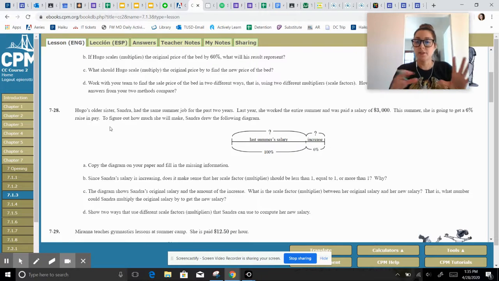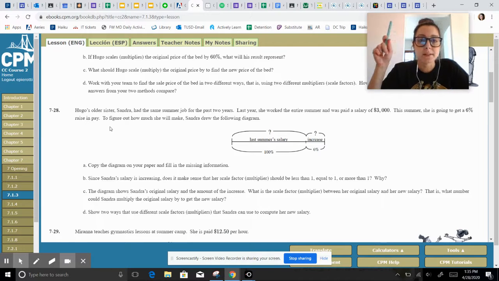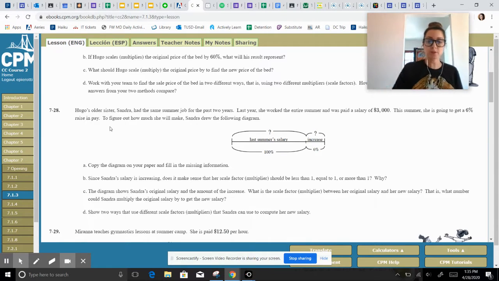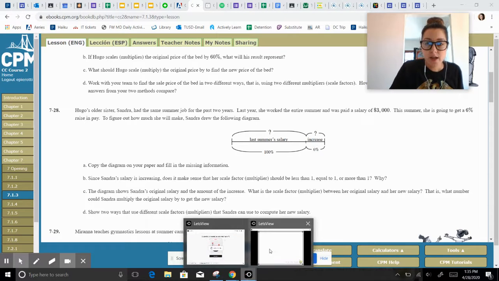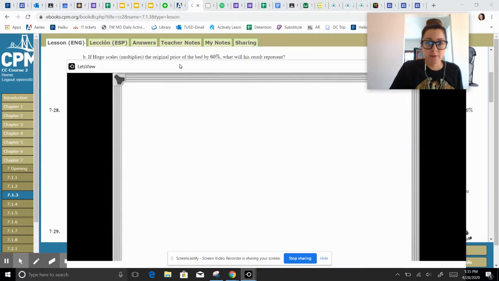And this is just doing the same kind of process, but a little bit different because we're not taking anything off the price. We are adding to it. So looking at this one, Hugo's older sister, Sandra, had the same summer job for the past 2 years. Last year, she worked and was paid a salary of $3,000. This summer, she's going to get a 6% pay increase. So let's draw the diagram out and fill in what we can.